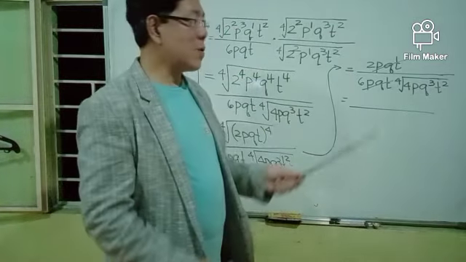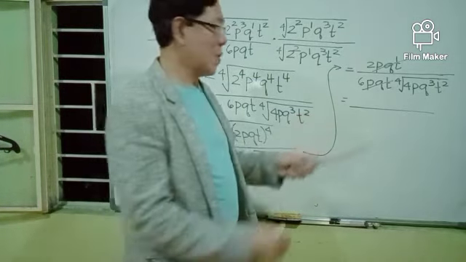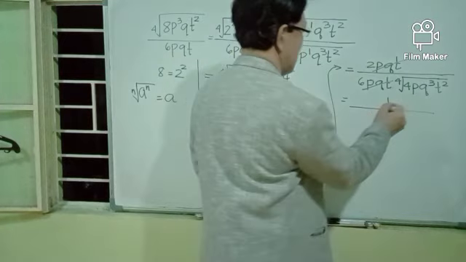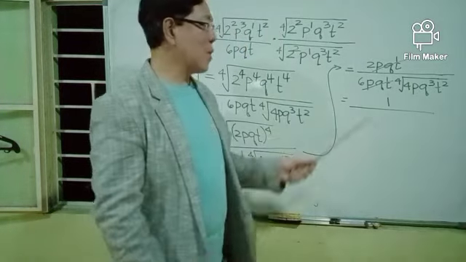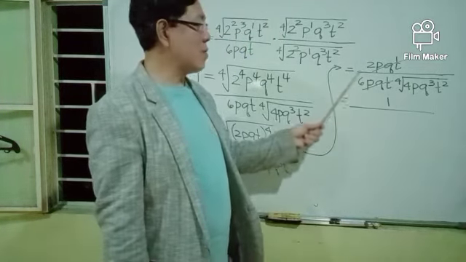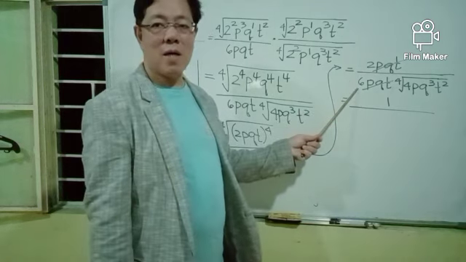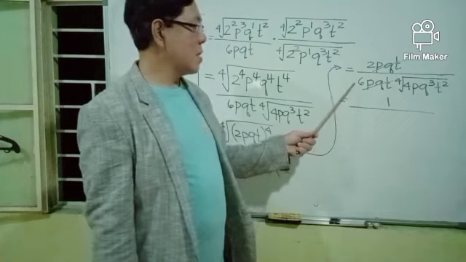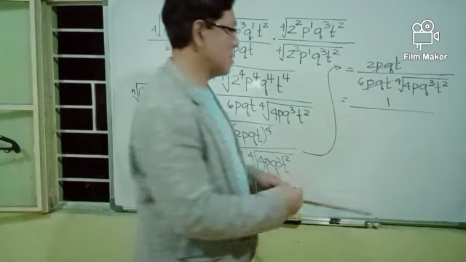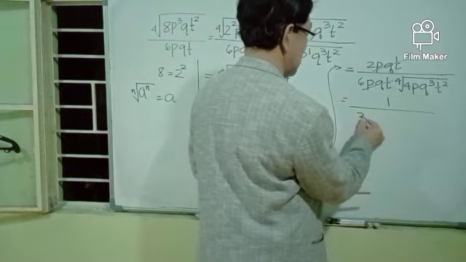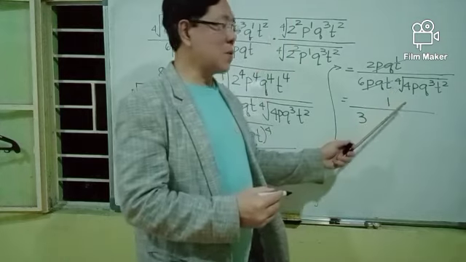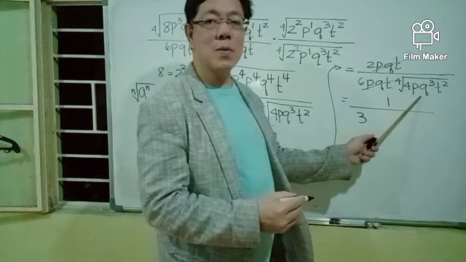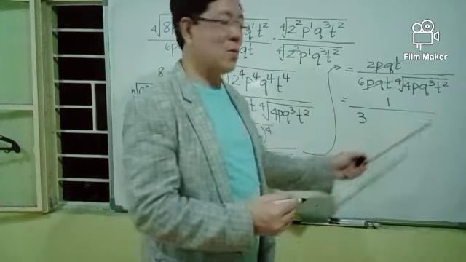In the numerator, we have 2 divided by 2 is 1. In the denominator, we have 6 divided by 2. We divide numerator and denominator by the greatest common factor of 2 and 6, which is 2. 6 divided by 2 is 3. Multiply by the fourth root of 4pq raised to 3 times t squared.